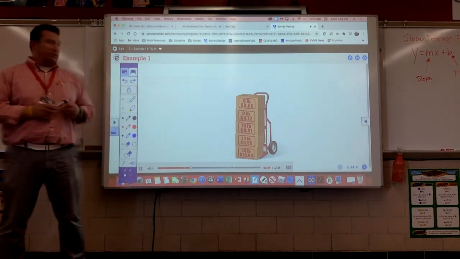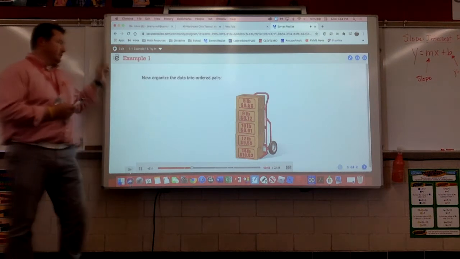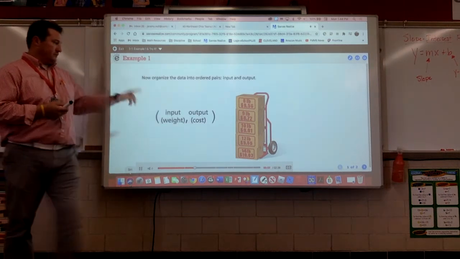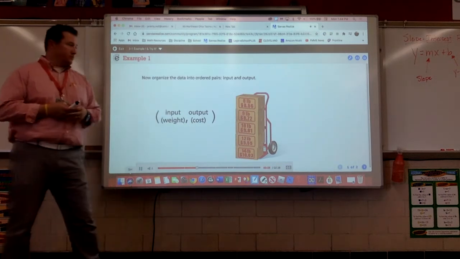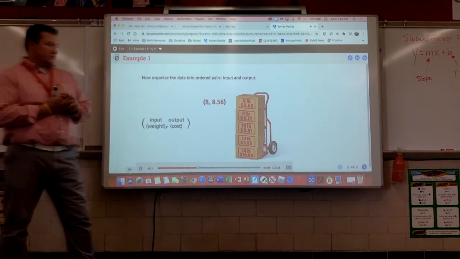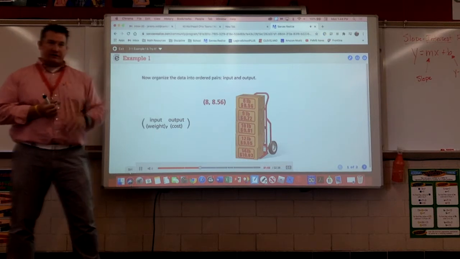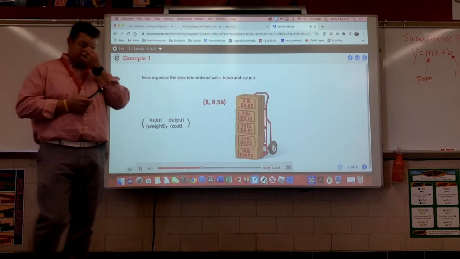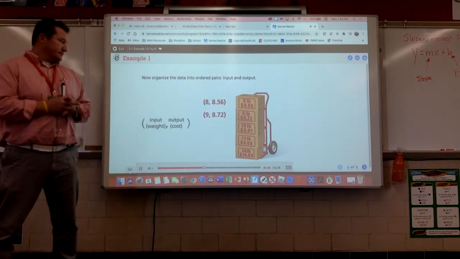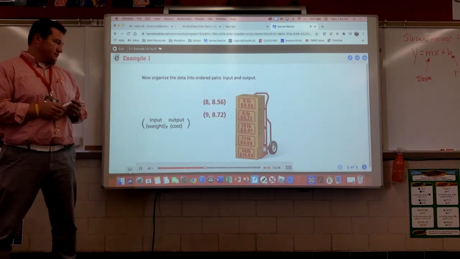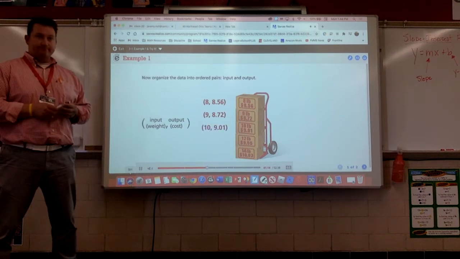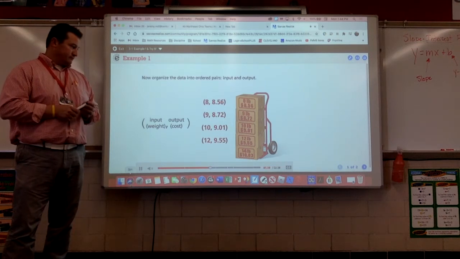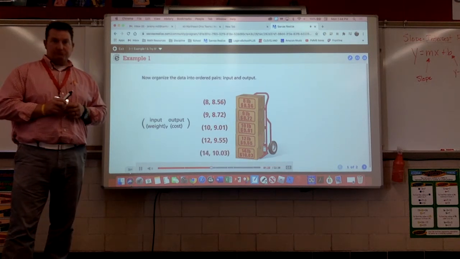Oh, stinkers. Now organize the data using ordered pairs. Input, weight, and output, cost. X value, Y value. You should have 5 ordered pairs here, one for each box. The top box weighs 8 pounds and costs $8.56. The ordered pair is 8 and 56 hundredths. The next box weighs 9 pounds and costs $8.72. 10 pounds costs $9.01. 12 pounds costs $9.55. And 14 pounds costs $10.03.